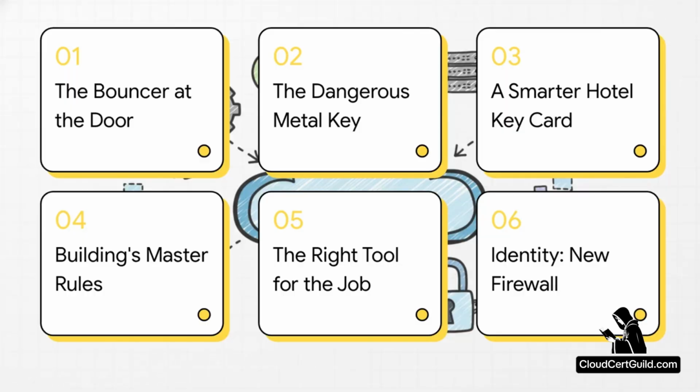So here's our game plan. First, we're going to meet our bouncer at the door. Then, we'll talk about a really dangerous old metal key versus a much smarter hotel key card. After that, we'll get into the building's master rules, how to pick the right tool for the job, and we'll wrap it all up with what is probably the single most important idea in cloud security today.